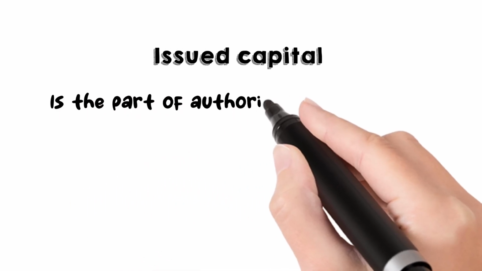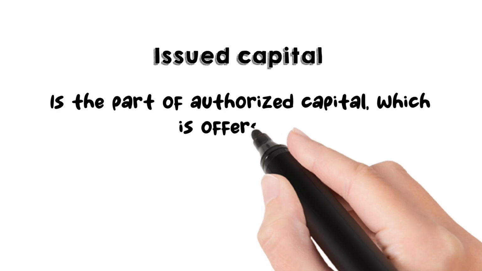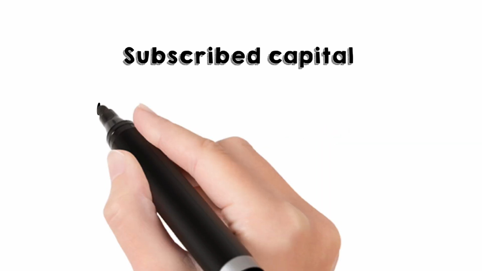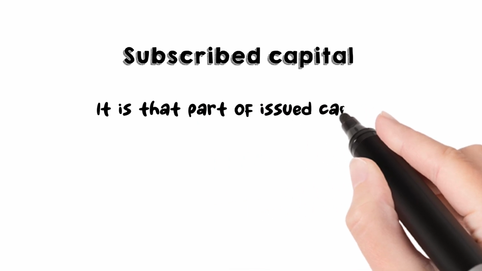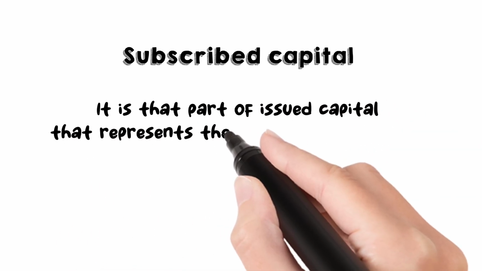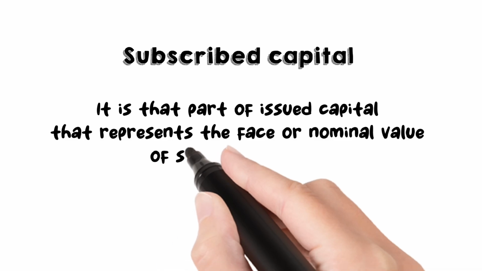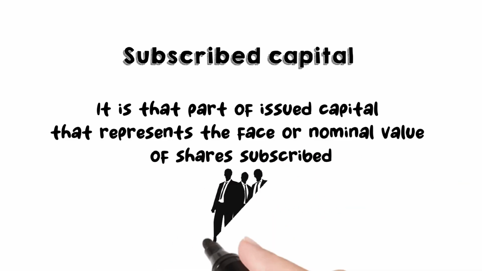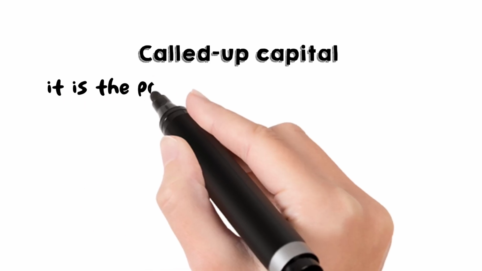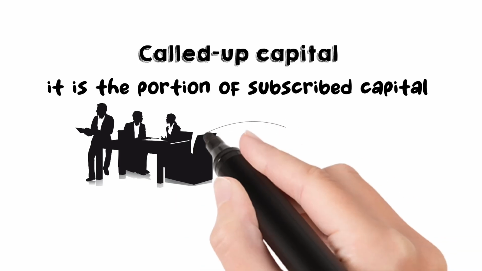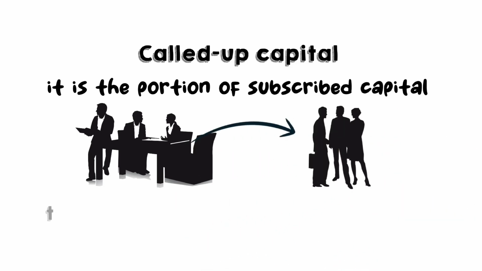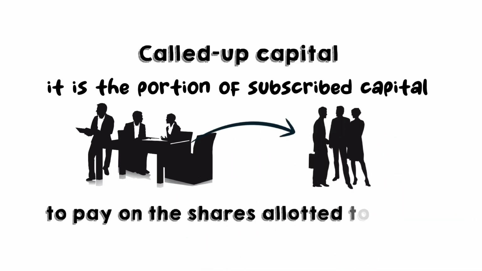Issued capital is the part of authorized capital which is offered for subscription. Subscribed capital. It is that part of issued capital that represents the face or nominal value of shares subscribed by investors. Called up capital. It is the portion of subscribed capital that the directors require the shareholders to pay on the shares allotted to them.